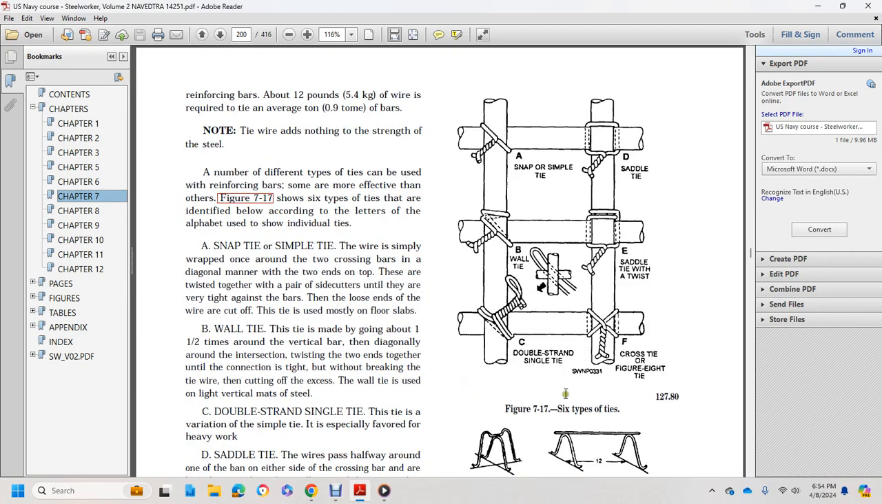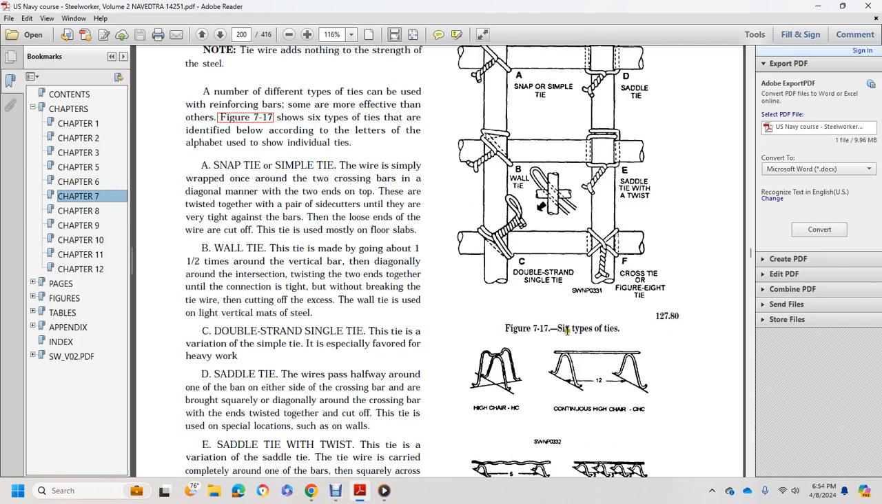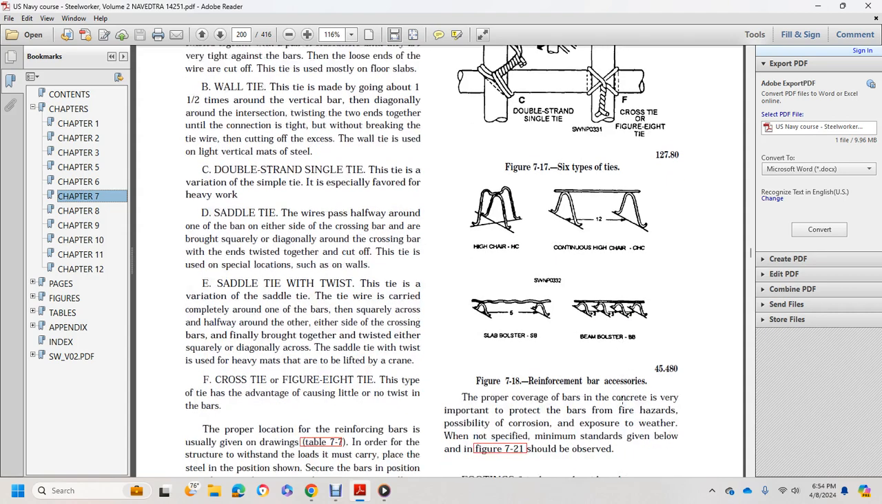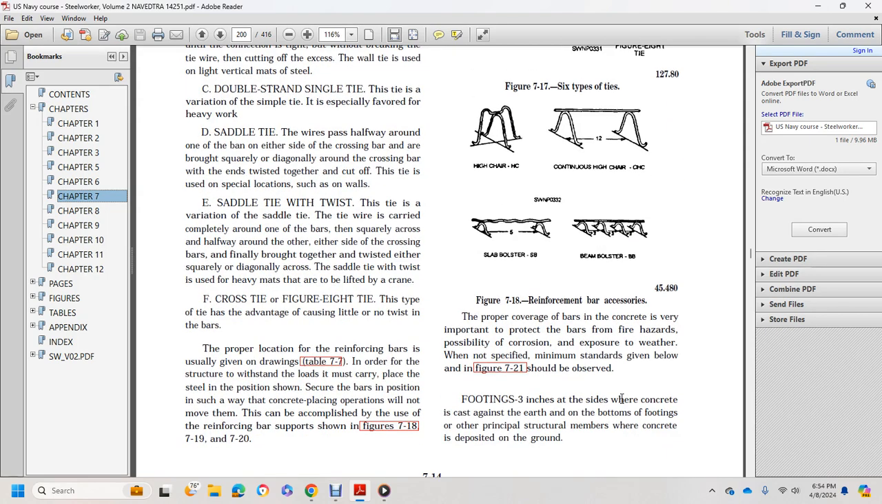Figure 7.17 shows six types of ties. You have a double strand single tie, cross or figure 8, a saddle tie with a twist, a wall tie, a snap or simple tie, and a saddle tie. Figure 7.18 shows a high chair, a continuous high chair, a saddle baluster, and a beam baluster, which are reinforcement bar accessories.